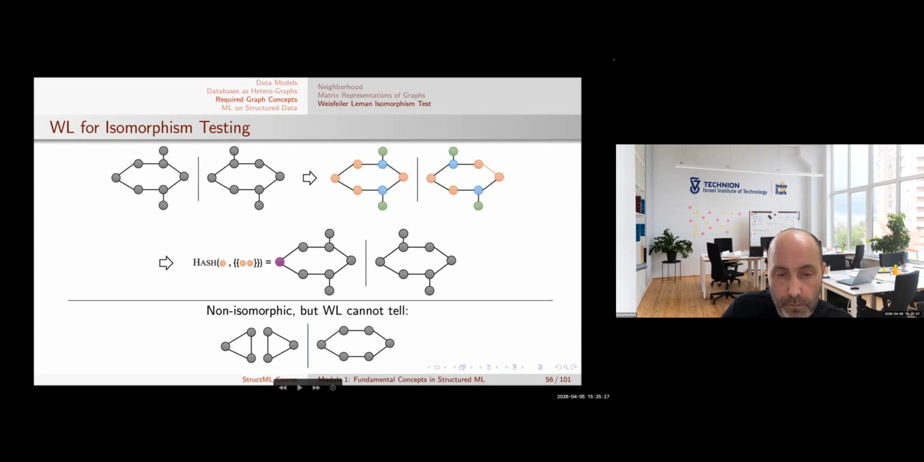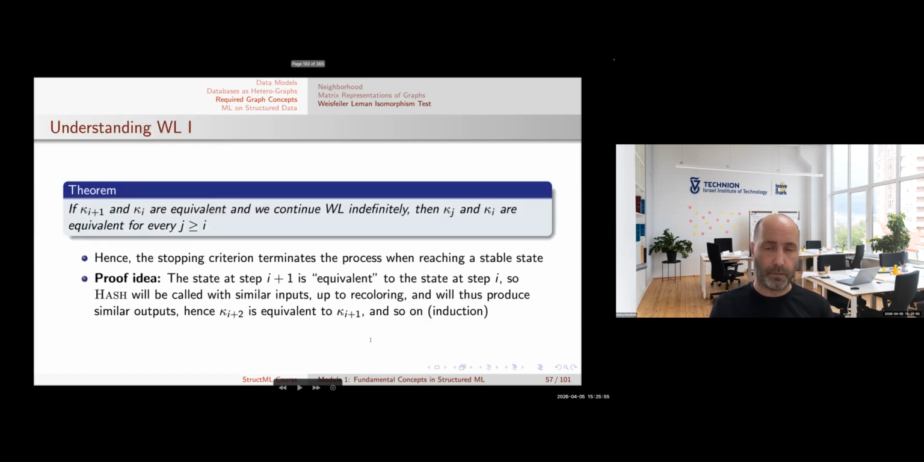Every gray node has 2 gray neighbors in both graphs. So the next coloring will again color the nodes in the same color, which is equivalent to what we started with. And so the algorithm will behave exactly the same in both of these graphs. So you see an example of graphs that are definitely not isomorphic, but WL cannot tell. And this is an important limitation of WL. Okay, now let's do some analysis or understand how WL is working.